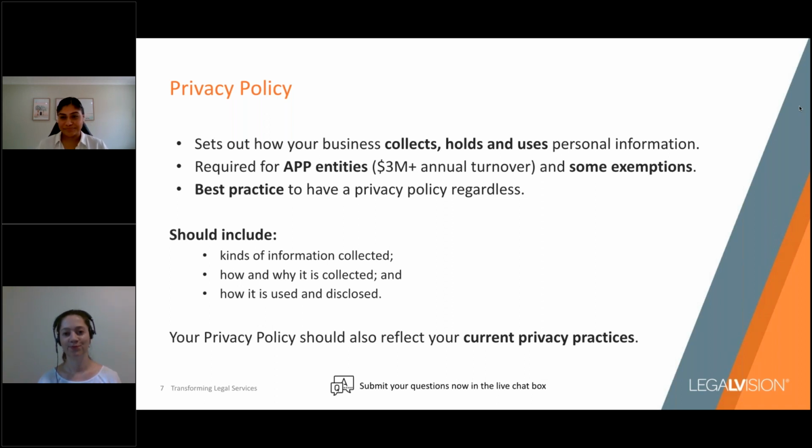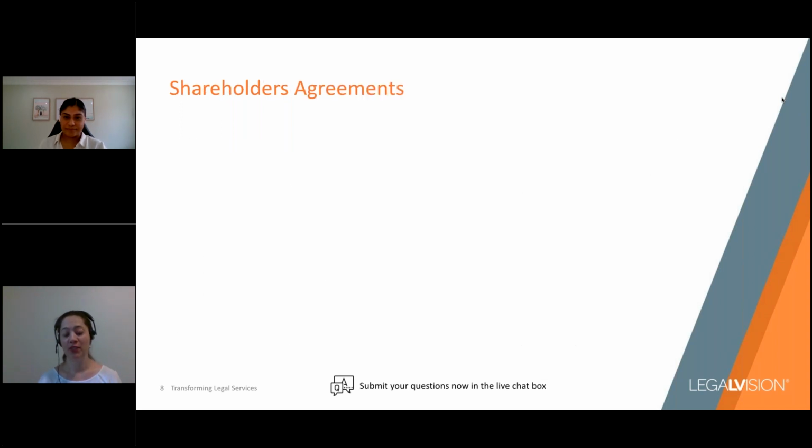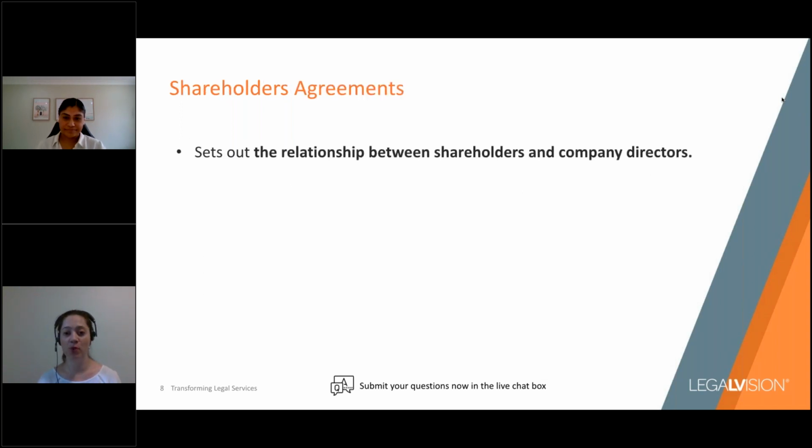Thank you, Hammy. So a shareholders agreement is a document that is between the shareholders of a company. So if you're running a company and there's more than one shareholder, you've founded the company with a co-founder, or perhaps there's a few of you, then you should have a shareholders agreement in place. And what that shareholders agreement does is that it sets out the relationship between the different shareholders in the company.